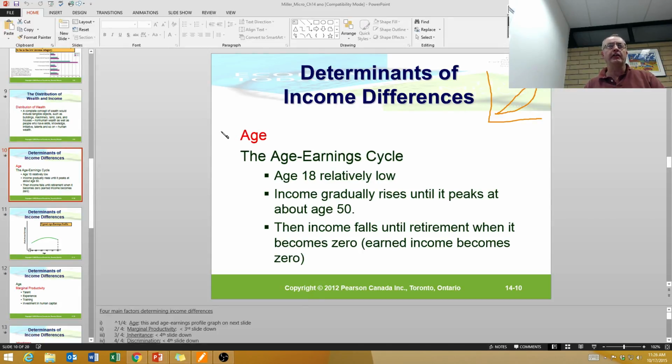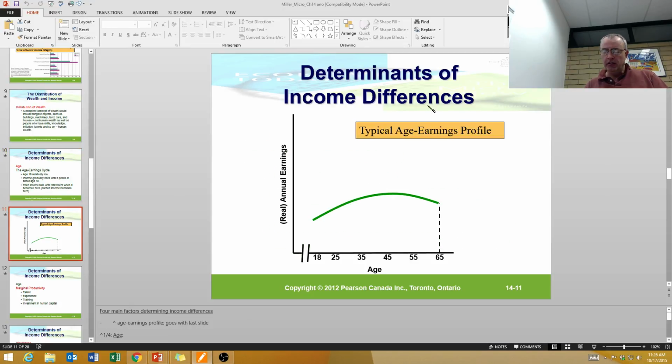So we have 4 main factors that the authors emphasize. Are these the only factors? Let's not answer that question. I think the answer is no, but these are significant factors. So one factor is the age of the person, because what we know is that our earnings in our lifetime vary by age. So we have this age earnings profile.